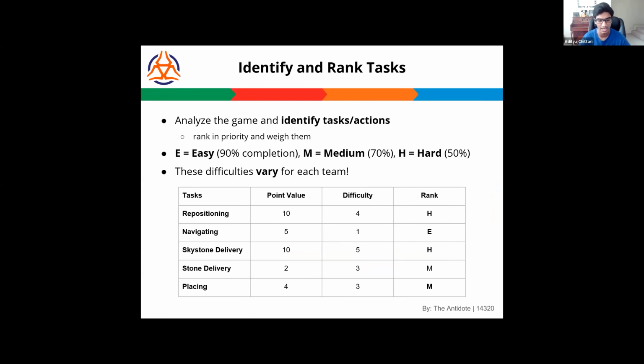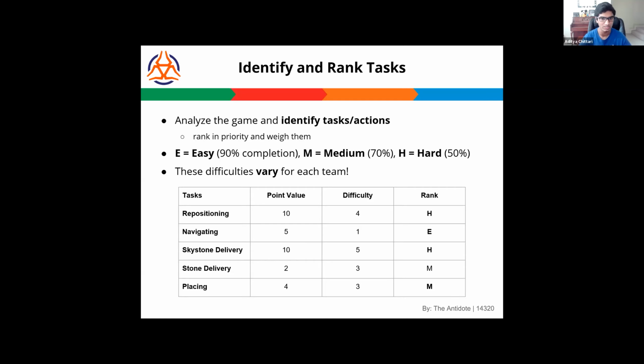Also included in the ask phase is where you're going to be analyzing the game and identifying and ranking your tasks. I've got an example in the table at the bottom. What we did is we listed out all of the autonomous missions we could have accomplished during the Skystone season. Then we gave them point values according to the game manual, and difficulties based on what we thought would be easier and what we thought would be harder.